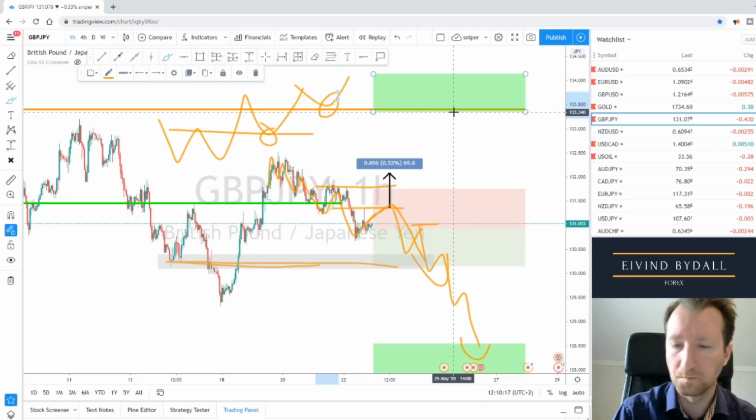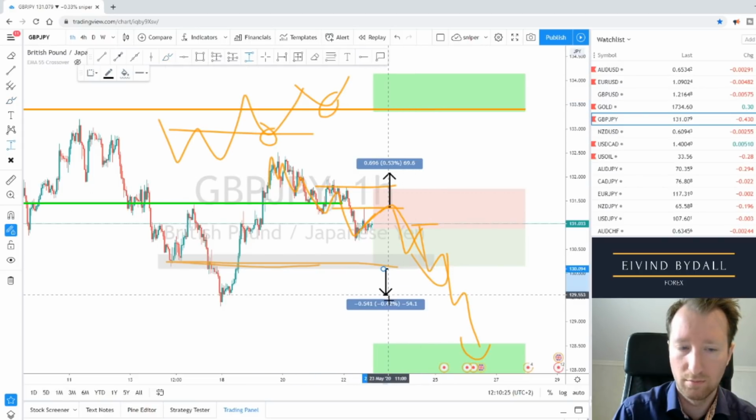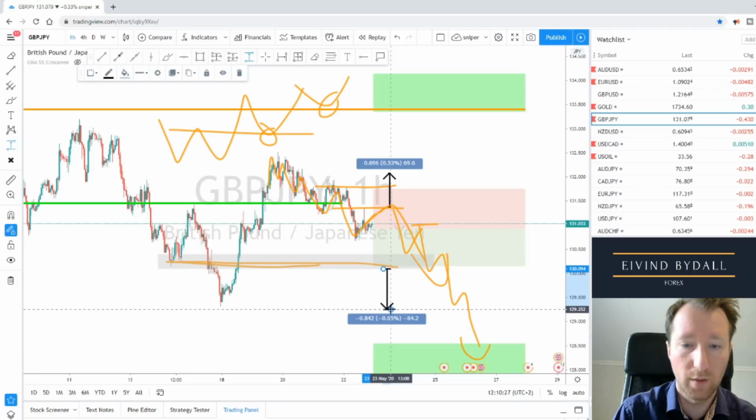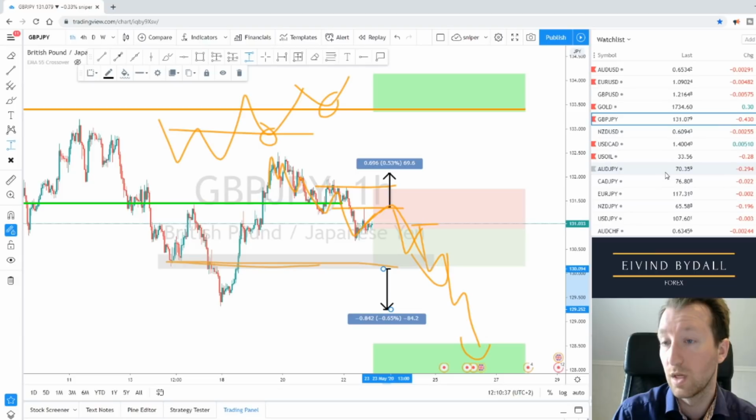Okay, what else? I think that was that. Very simple, very straightforward. Stop loss, ish down here. 84 was a bit much, so have your stop loss appropriate to 1% risk, 1% of your account size.